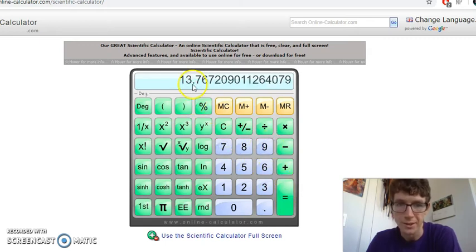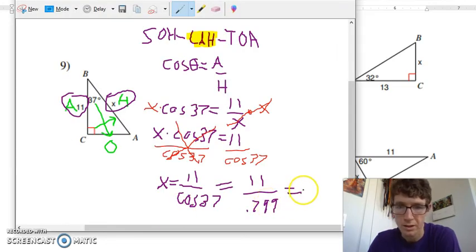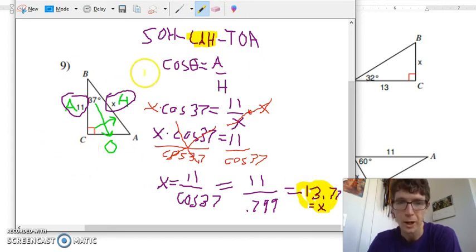And we get 13.76. I'm going to call this 13.77. Round that 6 up to a 7. So that equals our x. So I'm going to highlight this. This is our answer. X is equal to 13.77. So that's how you do this problem.